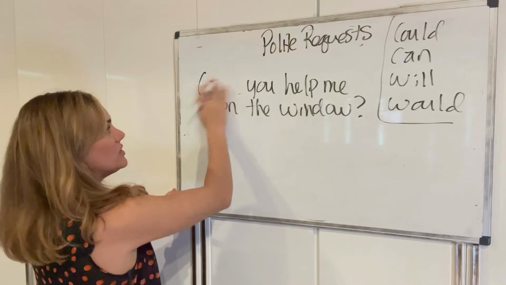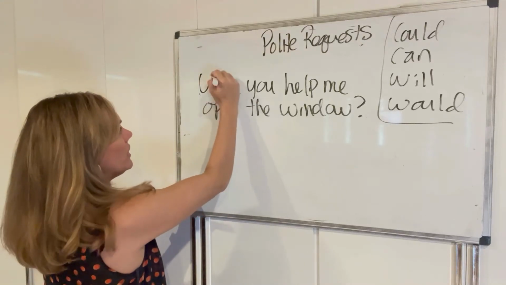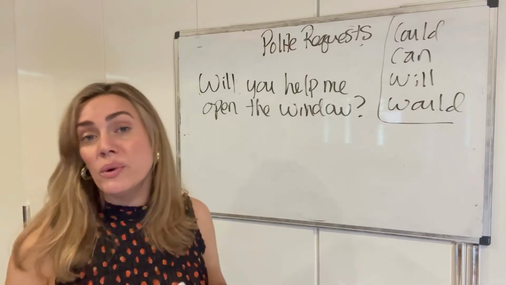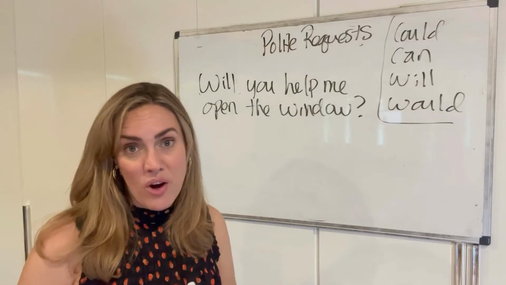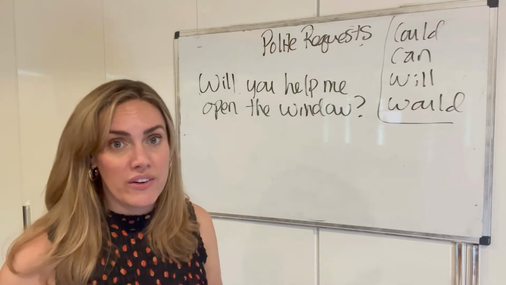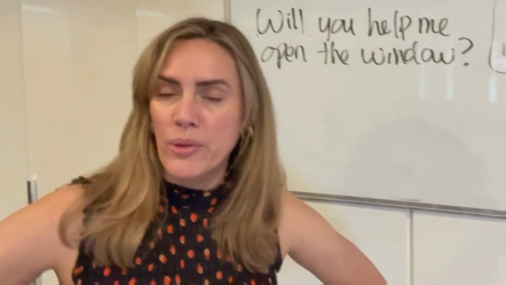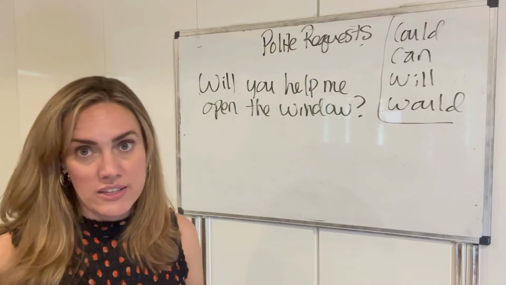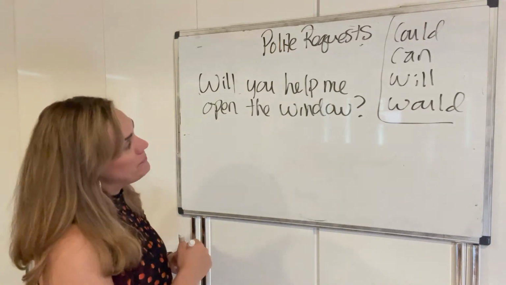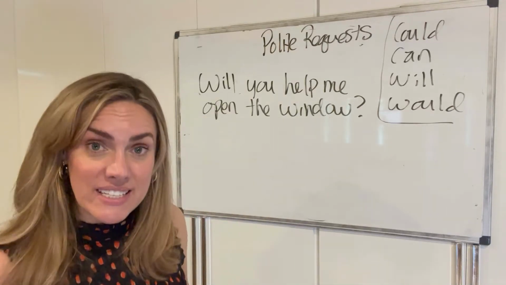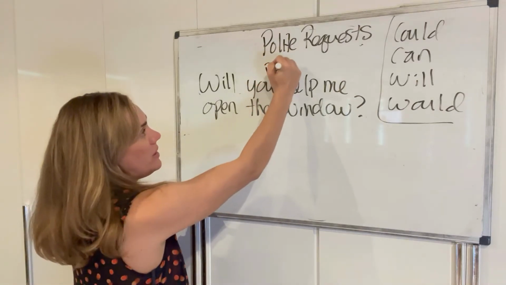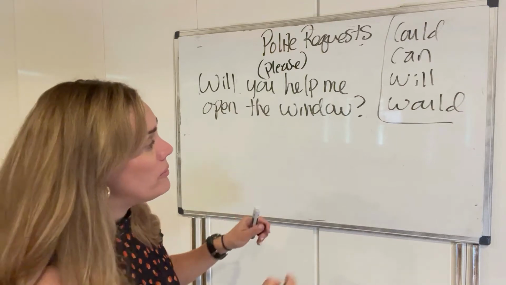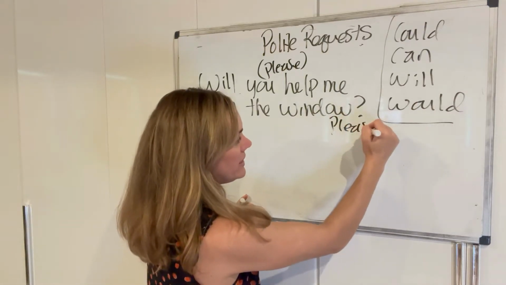You can also use the word will. Will you help me open the window? Now be careful with this one, because if you say it the wrong way, it's gonna sound rude, okay? Like, will you help me open the window? Be careful. You can always use your tone of voice to sound more polite. You can always add the word please, right? Will you please help me open the window? Or will you help me open the window? Please.